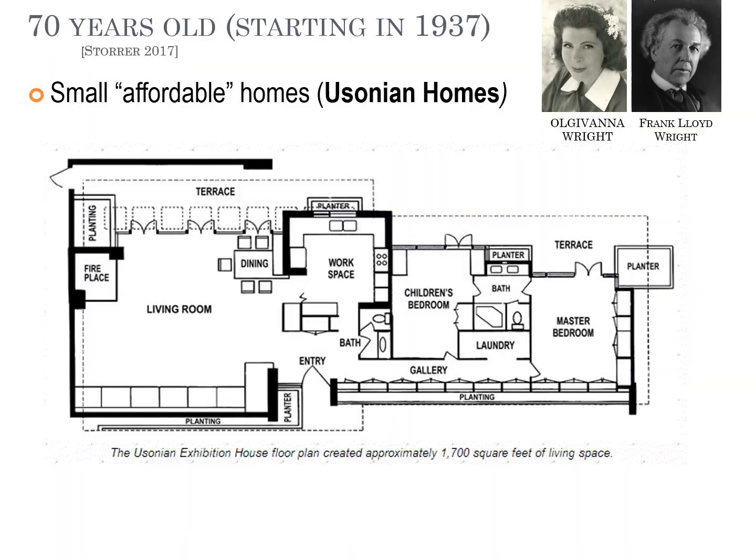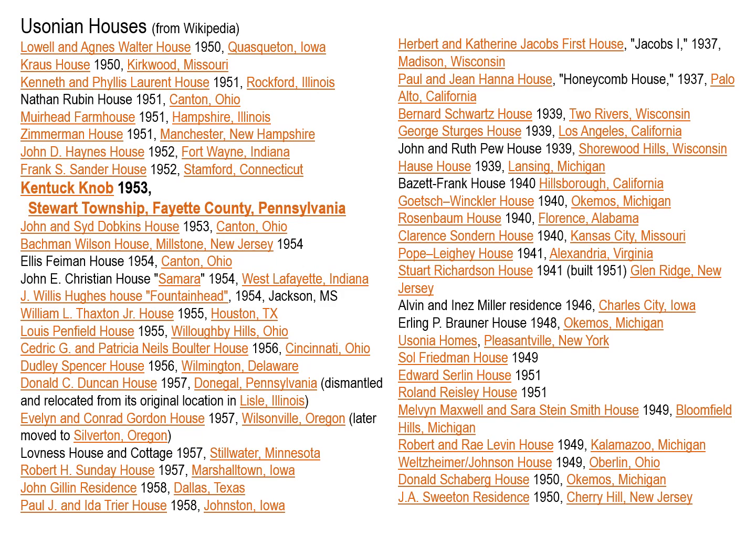Frank Lloyd Wright also attempted to make smaller, affordable homes, the Usonian homes, beginning in 1937 and continuing for the rest of his life, several dozen of these. Here's a list with links that you can go and see a number of these homes if you like.